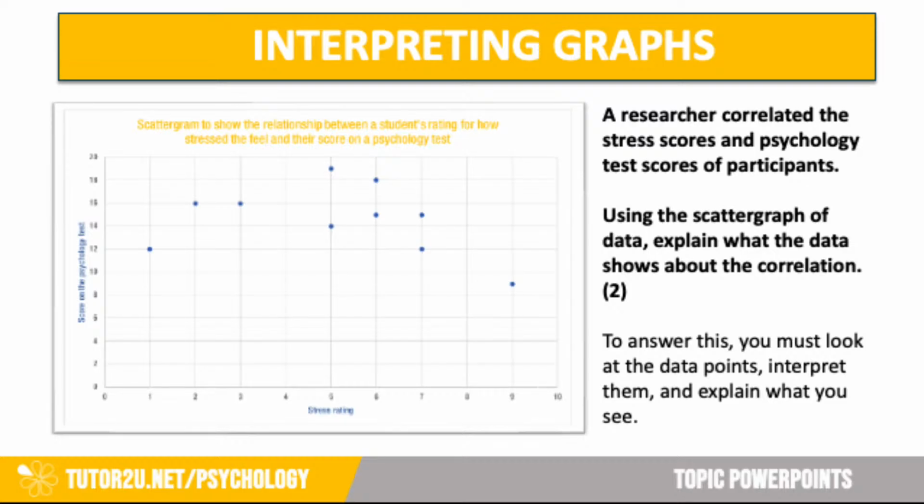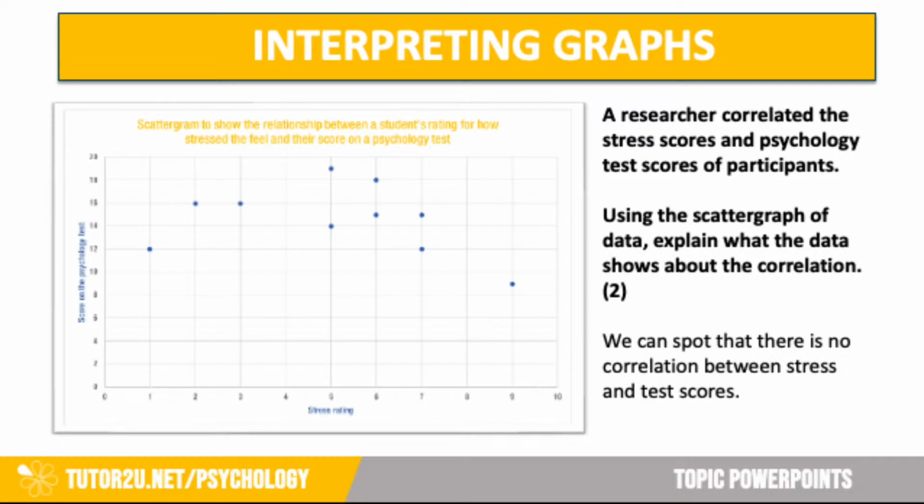So let's have a look at the example on the screen. Remember, every graph has a title and labelled axes, so it's always worth having a look at these first before you attempt the question. Then you're clear exactly what is being displayed in the graph. Next, read the question carefully. So let's have a look. A researcher correlated the stress scores and psychology test scores of participants. Using the scatter graph of data, explain what the data shows about the correlation.